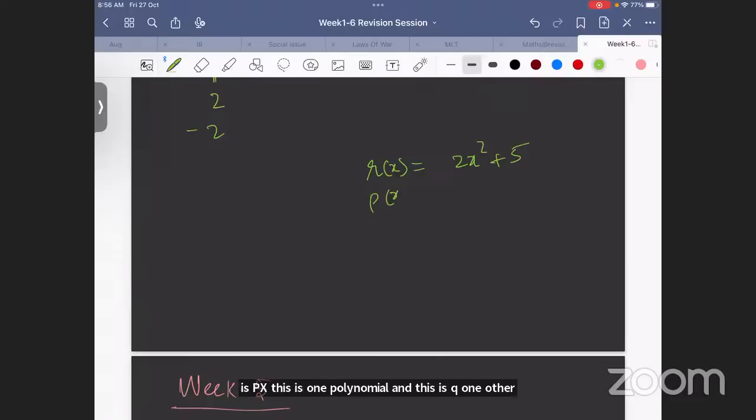Sir, I think your screen is frozen. Yes, sir, your screen is stuck. Okay, one second.